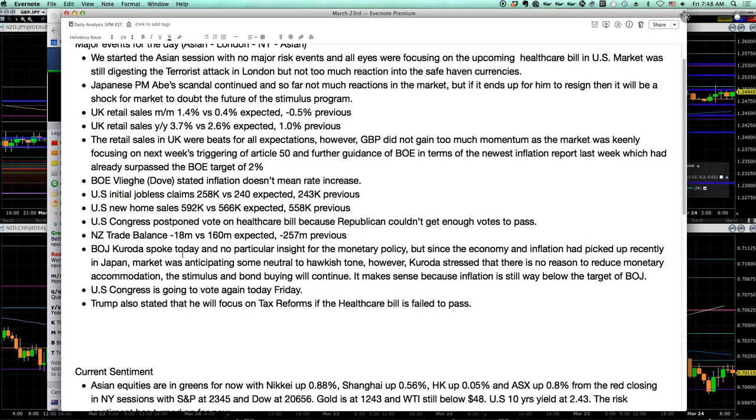Other than that, New Zealand had a trade balance that was very negative, minus 18 million versus 160 million expected. Better than previous, but still really way below expectation. So of course, the New Zealand dollar has been sold off.